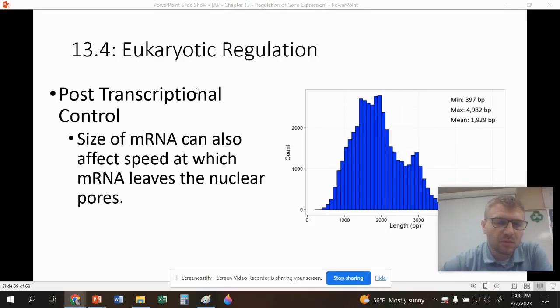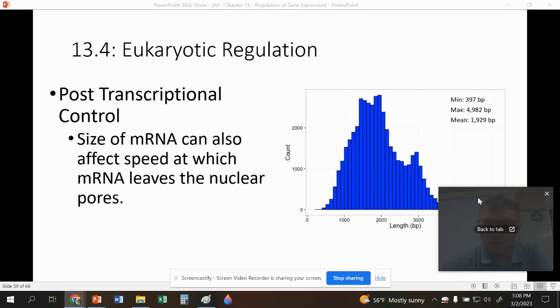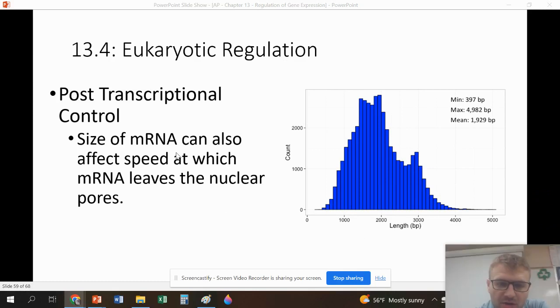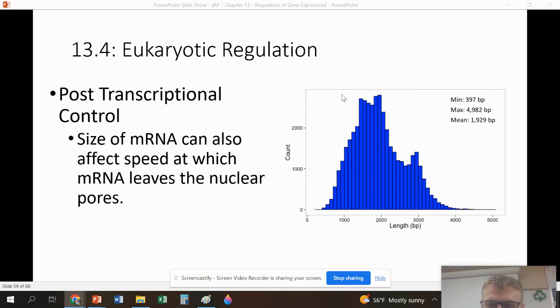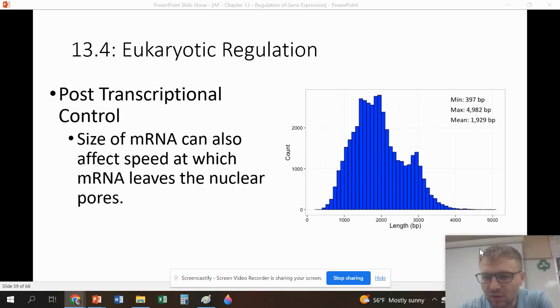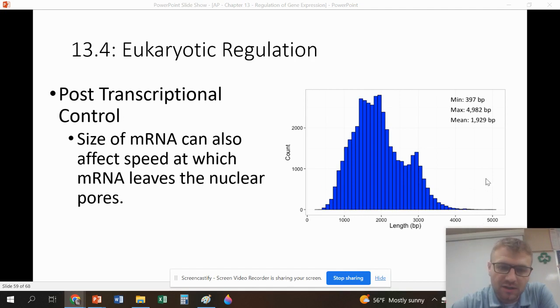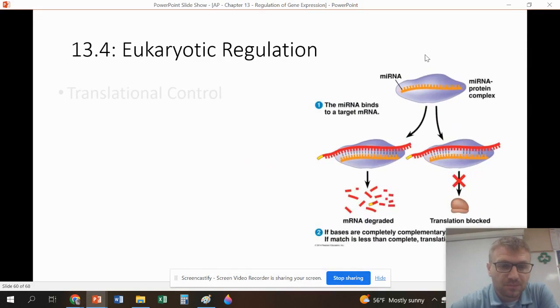All right, our last couple slides here, post-transcriptional control. The size of the mRNA strand can also affect the speed at which the mRNA leaves the nucleus. We have a lot of these genes being around 2,000, you can see that bell curve here. Some genes are up to 5,000 base pairs, but the longer a gene is, the longer it's going to take to get through the nuclear pores of the membrane, which again is going to regulate how much translation occurs. Since the mRNA is already produced, this falls under post-transcriptional control.